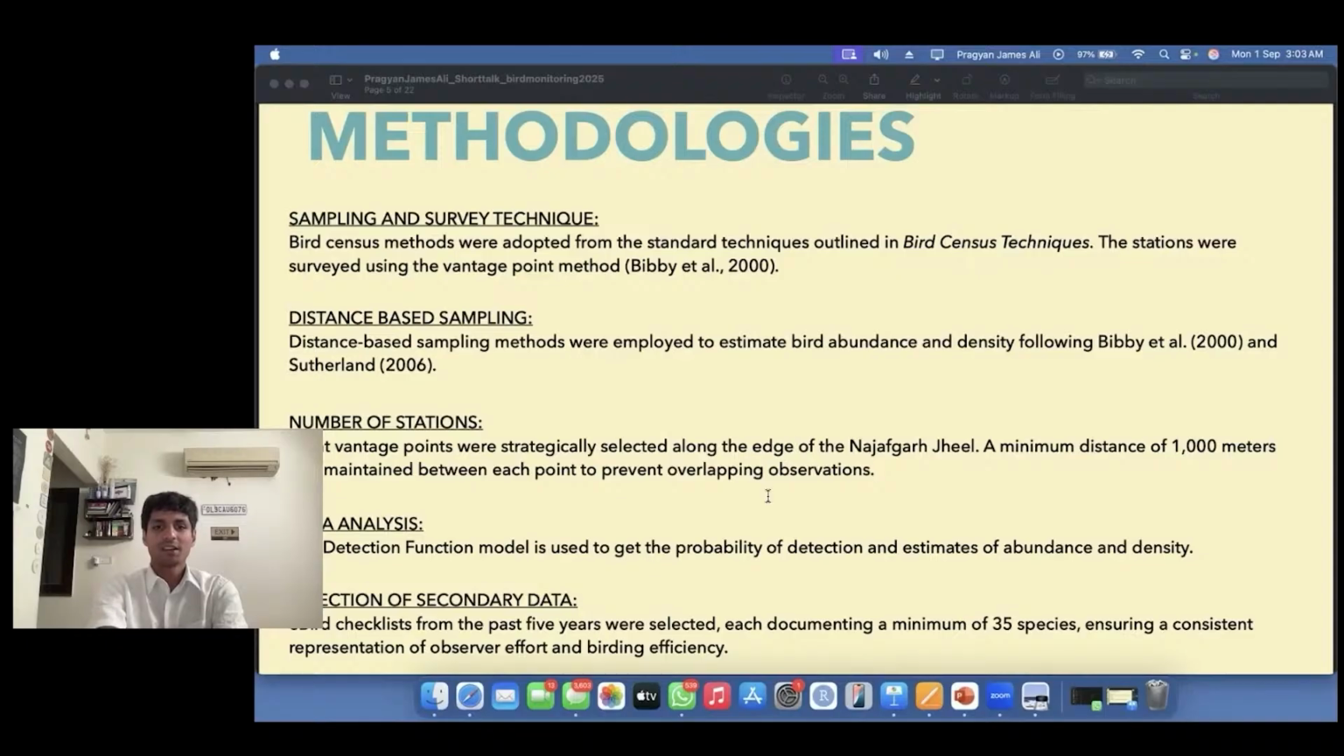For the secondary data, I selected eBird checklists from the last 5 years, recording a minimum of 35 different species. This benchmark was set to ensure that consistent representation of observer effort and birding efficiency was maintained. Moreover, the reliability of the eBird data comes from the fact that all checklists undergo expert review and validation by experienced birders and volunteers within the eBird platform.